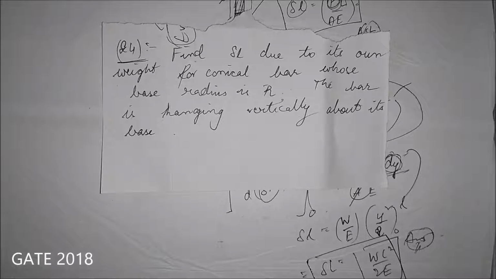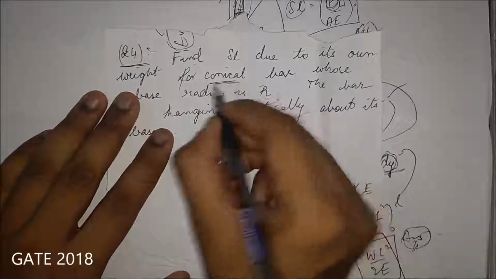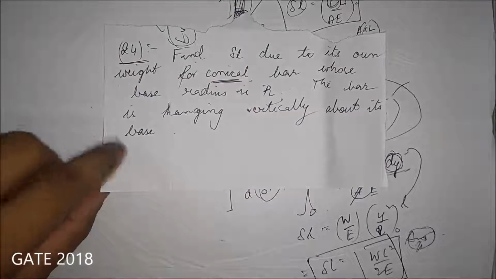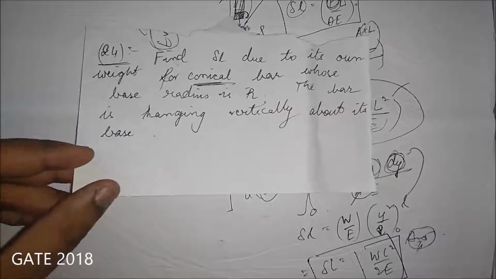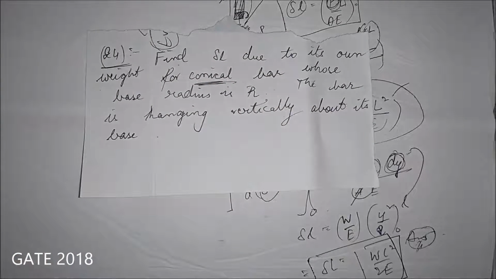Find delta L due to its own weight for a conical bar whose base radius is r. The bar is hanging vertically from its base. It is a simple problem, but the only change is that the shape is now conical. Now I want you to pause the video and try to solve it using the same concept.